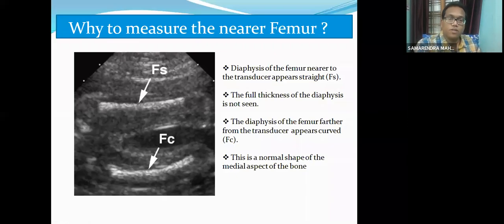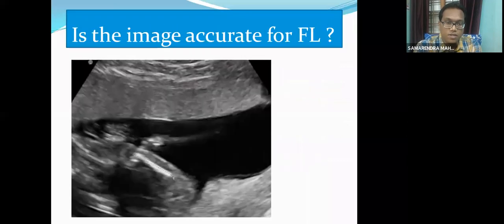Then why should we measure the nearer femur? Because of the diaphysis, look at the image, a grayscale image showing both the femurs, the anterior one and the posterior one. The femur that is closer to the probe, the diaphysis is appearing straight, and the diaphysis of the femur that is far away from the transducer looks somehow bent, but this is a normal appearance, due to the medial border of the bone looking such for the further femur. So what is needed, we should measure the straight one, the nearer femur only.